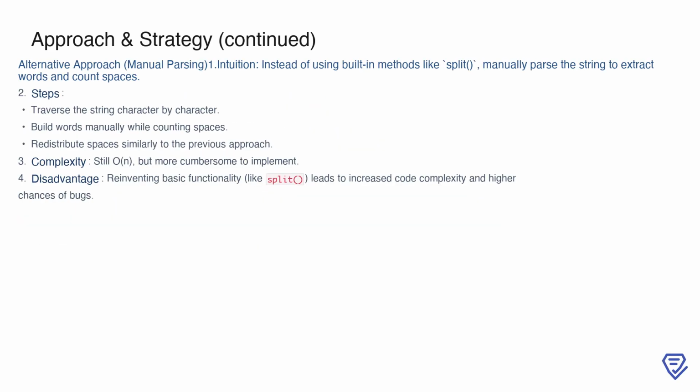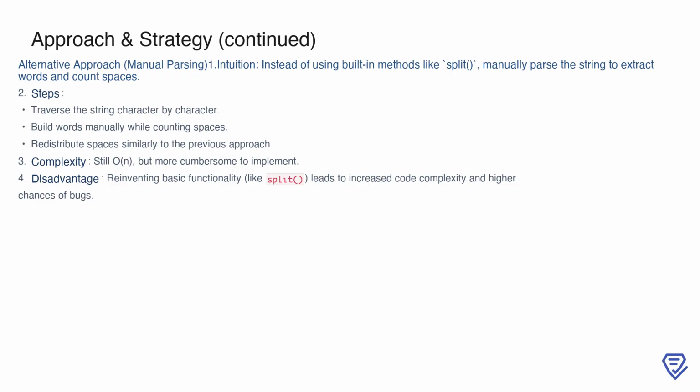An alternative approach involves manually parsing the string, which eliminates reliance on built-in methods like split. Here, we traverse the string character by character, building words manually while counting spaces. Once we have the words and the total space count, the redistribution logic remains the same: calculate the spaces per gap and any leftovers, then reconstruct the string.